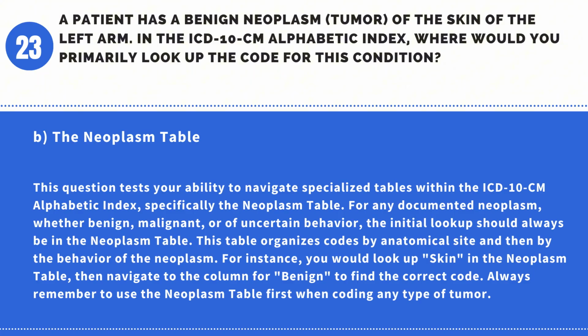Answer B. The Neoplasm table. This question tests your ability to navigate specialized tables within the ICD-10-CM alphabetic index, specifically the Neoplasm table. For any documented neoplasm, whether benign, malignant, or of uncertain behavior, the initial lookup should always be in the Neoplasm table. This table organizes codes by anatomical site and then by the behavior of the neoplasm. For instance, you would look up skin in the Neoplasm table, then navigate to the column for benign to find the correct code. Always remember to use the Neoplasm table first when coding any type of tumor.